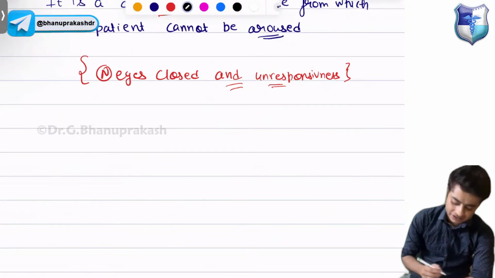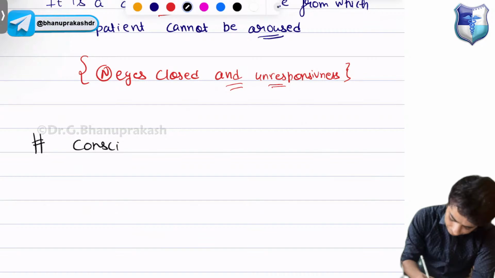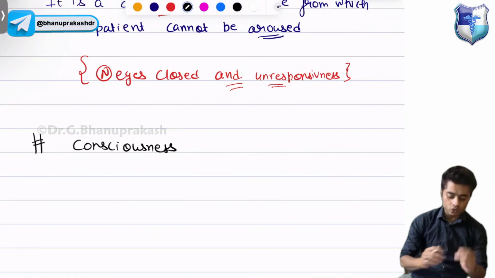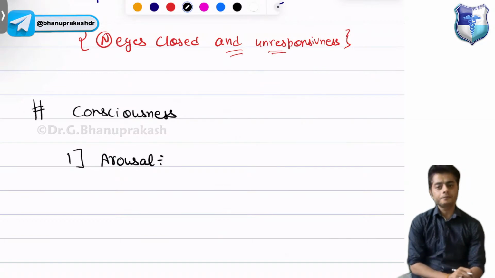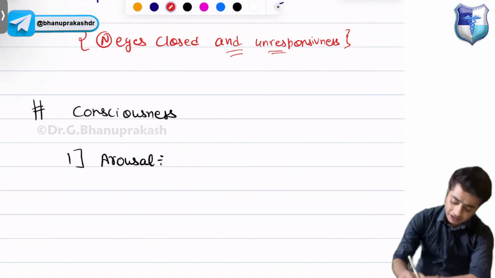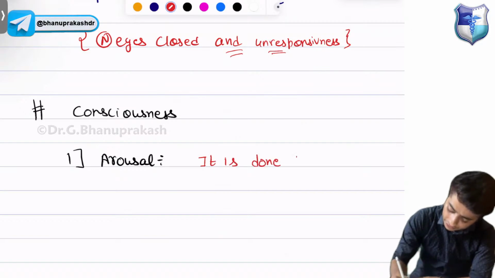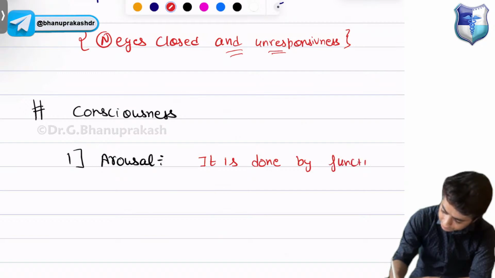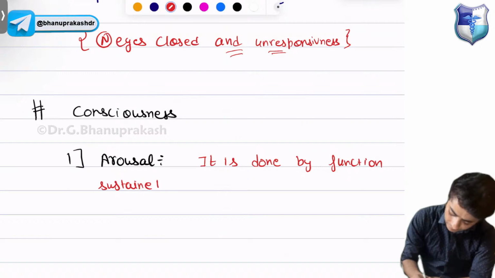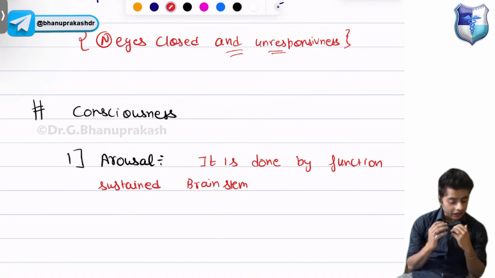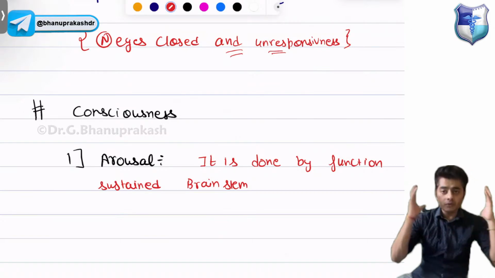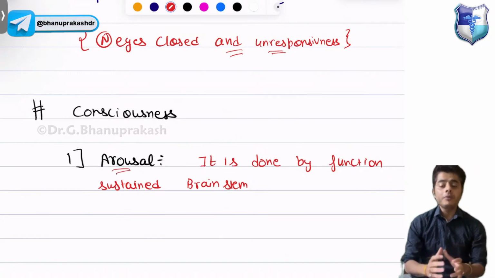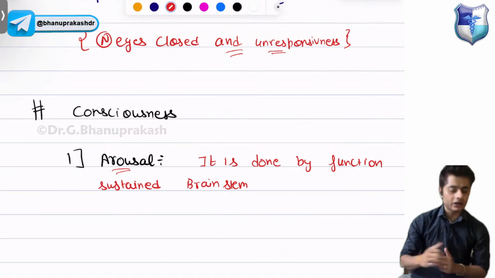So how do we define consciousness? Consciousness has two things. First is your arousal. Arousal is done by the function of the sustained brainstem. It means arousal means awakening. What do you mean by arousal? Awakening. So if your brainstem is functioning normally, what is brainstem? Midbrain, pons, and medulla. So if your brainstem is okay, then there will be no problem in arousal. And we will study how brainstem helps in arousal in upcoming slides.